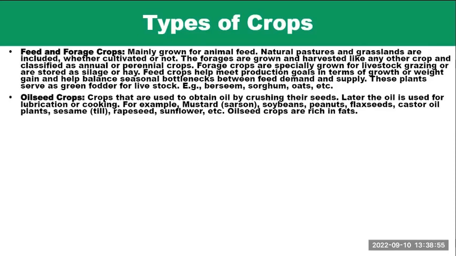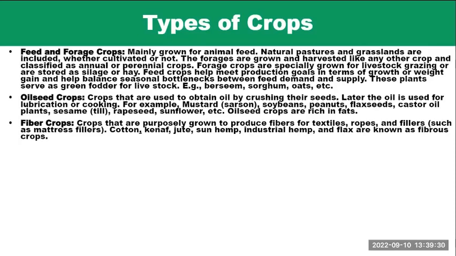Then we have oilseed crops. These are crops that are used to obtain oil by crushing their seeds. Later, the oil is used for lubrication or cooking. Examples include mustard, soybeans, peanuts, flax seeds, castor oil plants, sesame, rapeseed, sunflower, and so on and so forth. Oilseed crops are rich in fats.